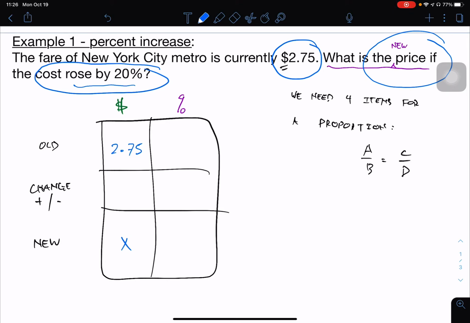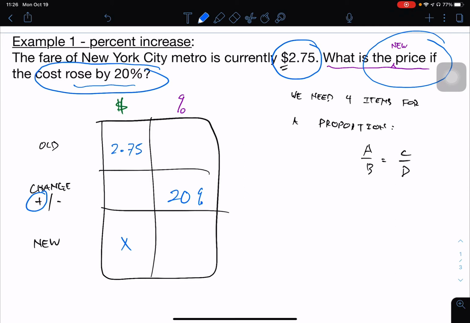So that means you don't know what the old is. If you don't know what the new is, you know that it's 20 here. And not only is it 20 here, it's a positive change, right? It's a rise in price. So that's why you have to have that plus sign there. Okay, and then this is what you have.